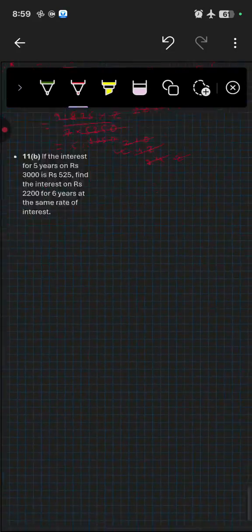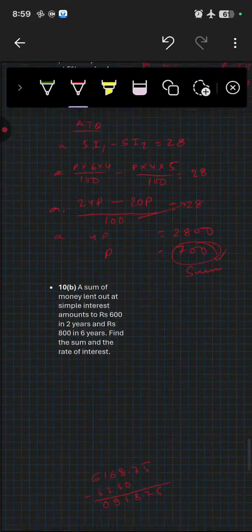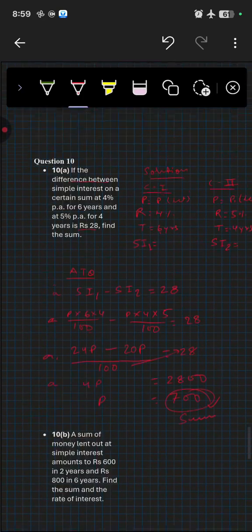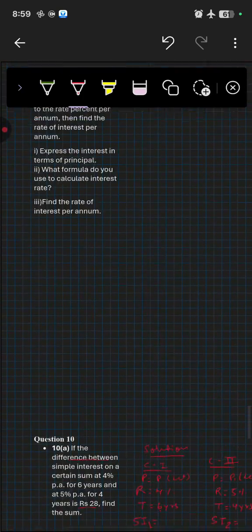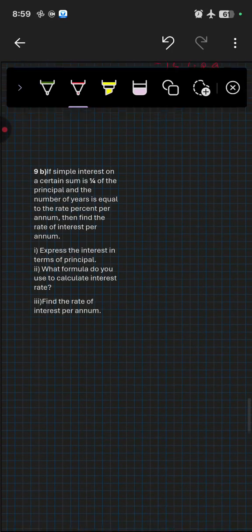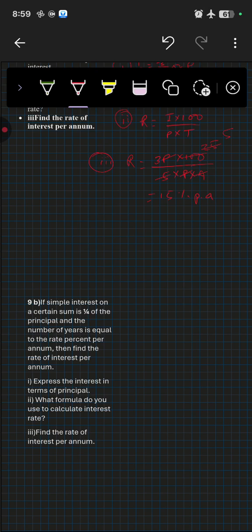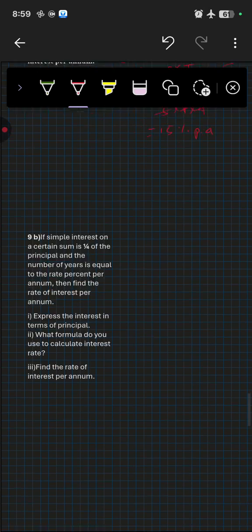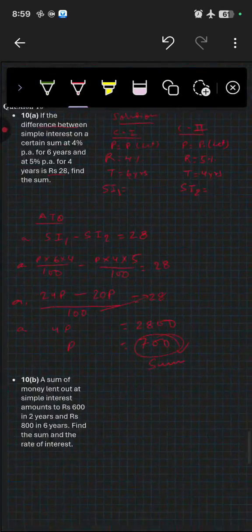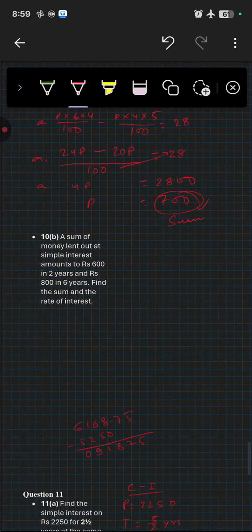So that is up to question number 11. Do you have something else to do here? Other kind of question over here. 9b. Simple interest on a certain sum 1 by 4. And this kind of question is solved. Okay, here also a sum of money lent out. So this one I'll explain in this video.